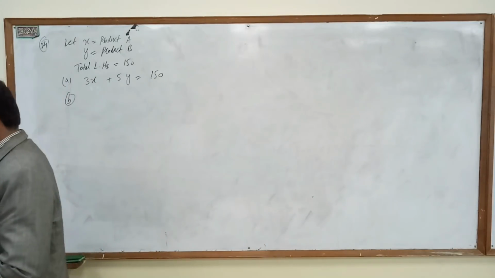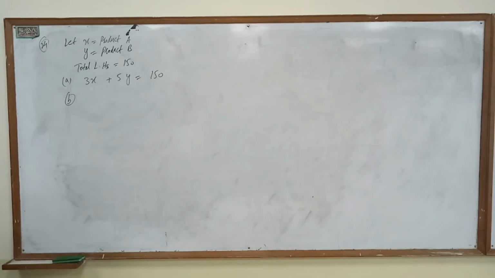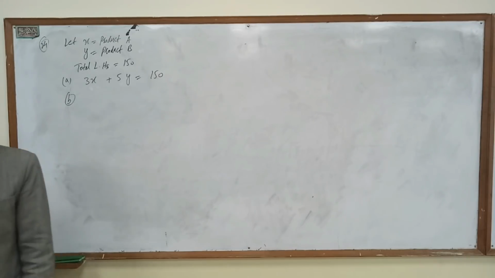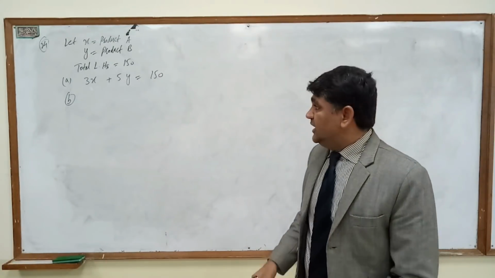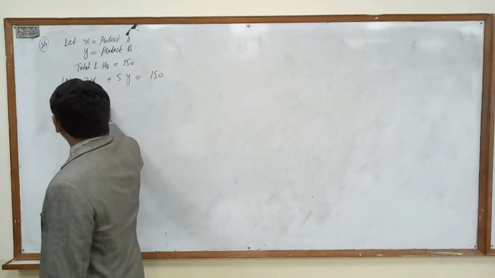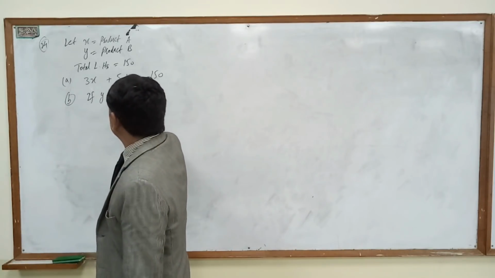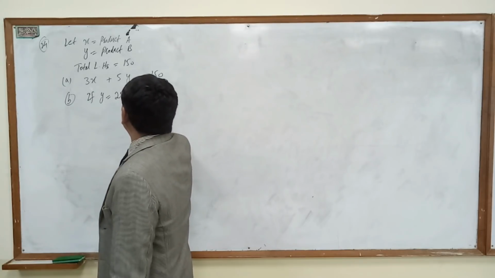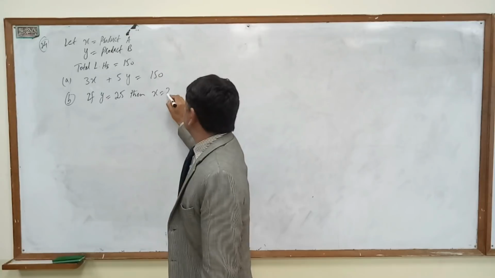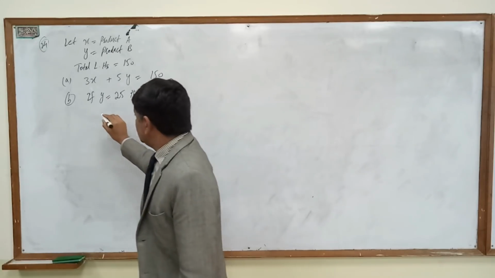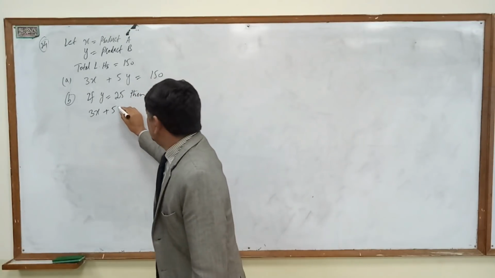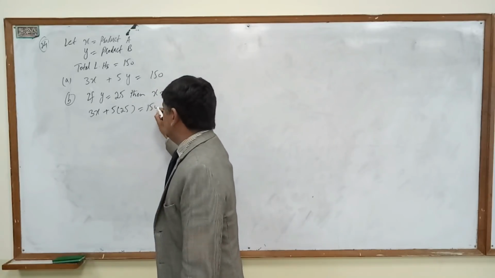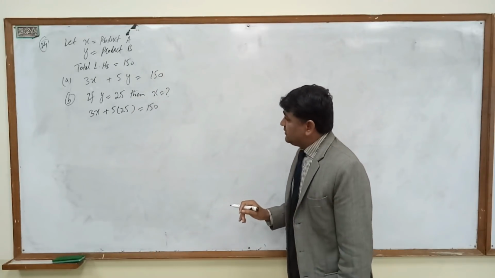What is part B? How many units of A can be made each day if 25 units of B are manufactured each day? How many units of product A can be made? It means here we are required to determine the value of x. And what is the value of y? y is equal to 25. So 3x plus 5 times 25 is equal to 150.